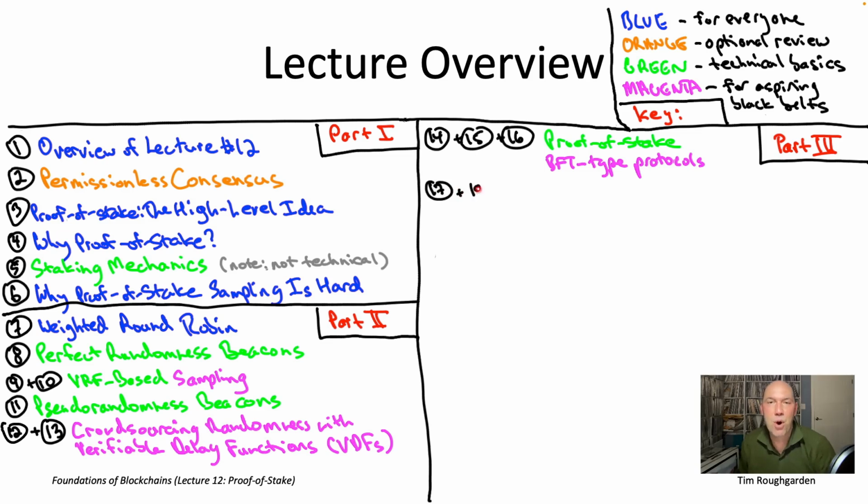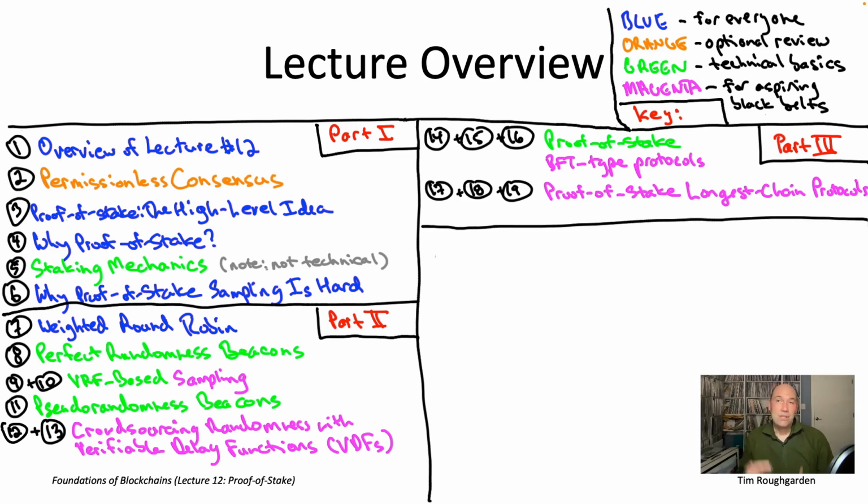The second half of part 3 is going to focus on what's arguably the slightly more difficult case of getting proof-of-stake random sampling working in conjunction with longest chain consensus. And so this material, again, is even harder than the first half of part 3. So let me put all of these videos in magenta, for the aspiring black belts out there.